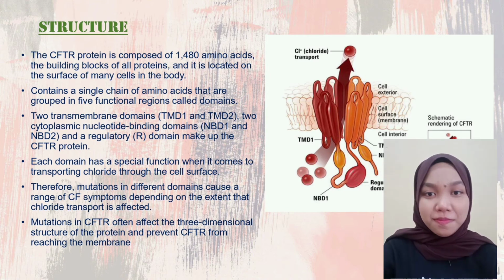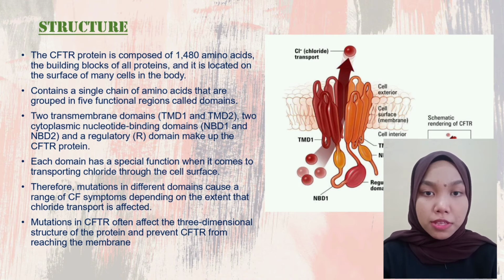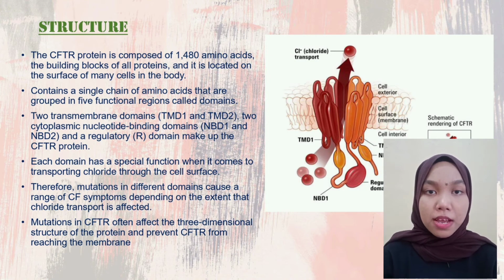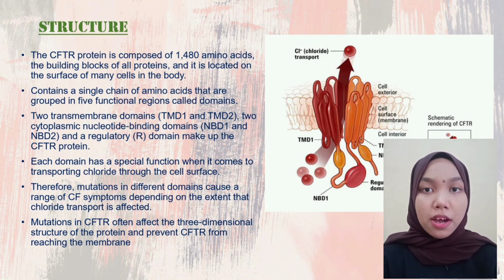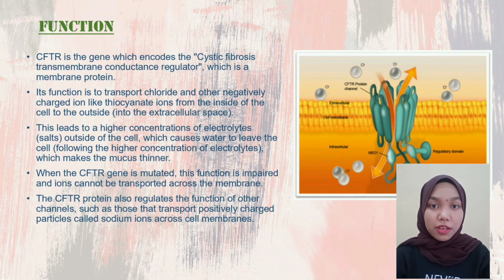Okay, so now I will explain the structure of the cystic fibrosis transmembrane conductance regulator. The CFTR protein is composed of 1,480 amino acids, the building blocks of all proteins, and it is located on the surface of many cells in the body. The CFTR protein contains a single chain of amino acids that are grouped in 5 functional regions called domains. Okay, so now we move to the function of the cystic fibrosis transmembrane conductance regulator.